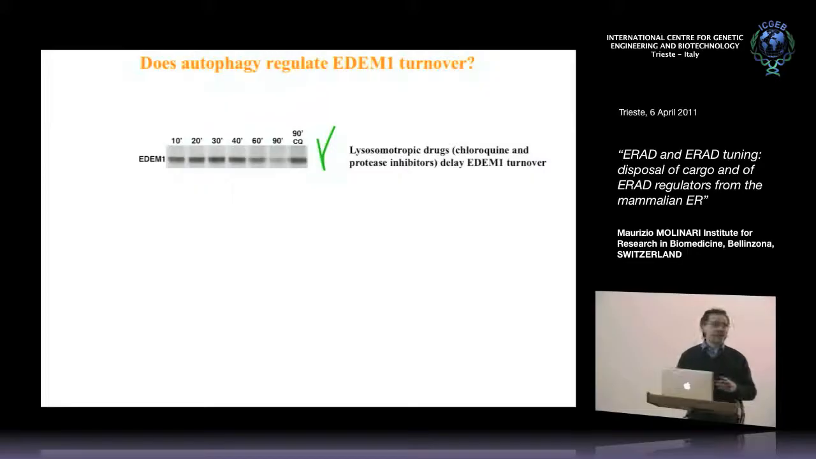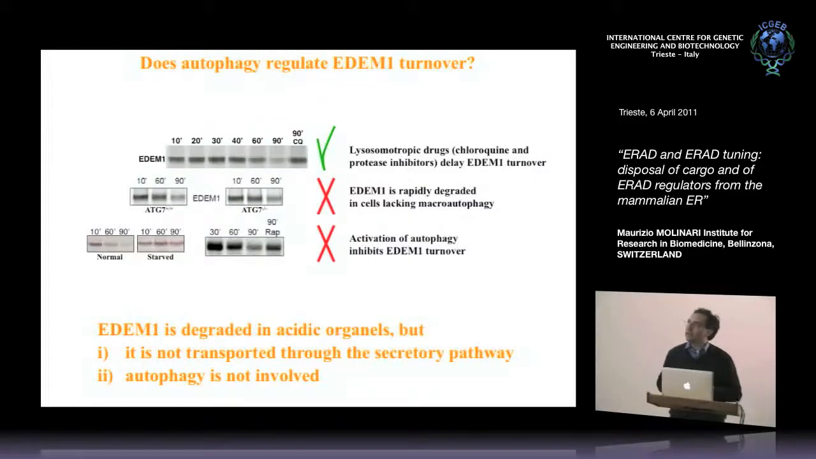So this could tell us that autophagy is really involved, because autophagy is inhibited if you change the pH in the lysosomal compartment. You inhibit autophagy, you would inhibit degradation of EDEM. However, when we tested the half-life of EDEM in wild type cells and in cells that do not have autophagy because an essential autophagy component is missing, the degradation is exactly the same. So we can eliminate autophagy, but degradation progresses.